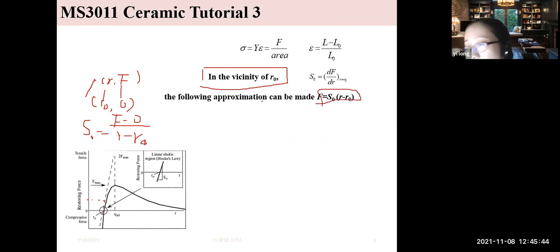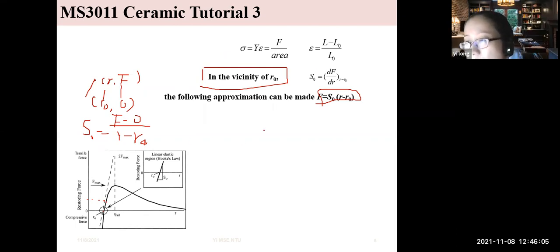Okay, this is an approximation. F equals S0 times r minus r0. So this is the stiffness. Don't confuse: stiffness is dy over dx, which means per unit length. In order for the material to change by unit length, you need this unit force. So that's the stiffness.